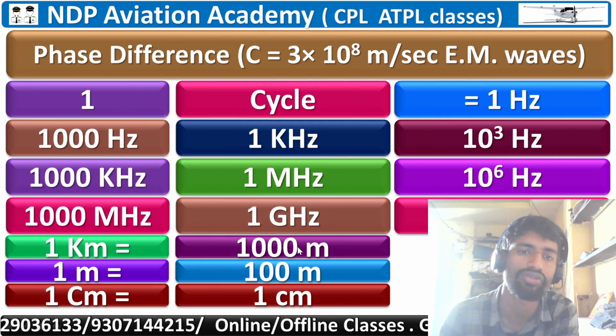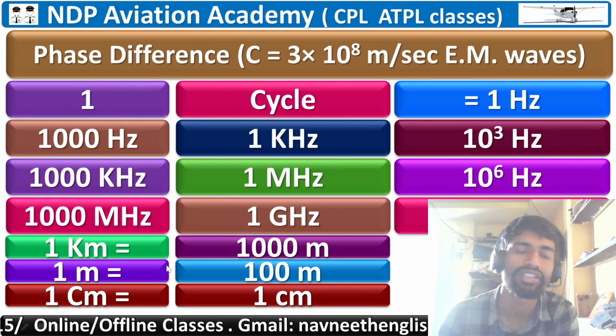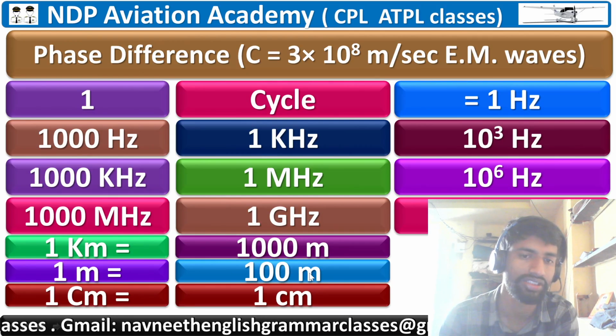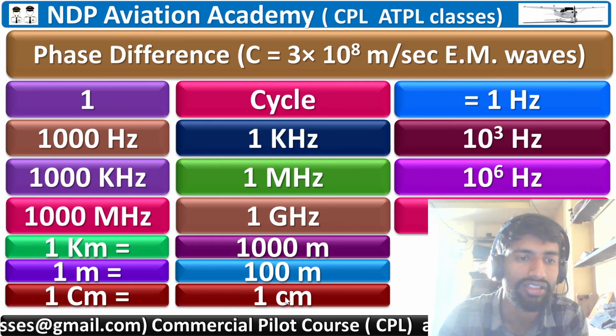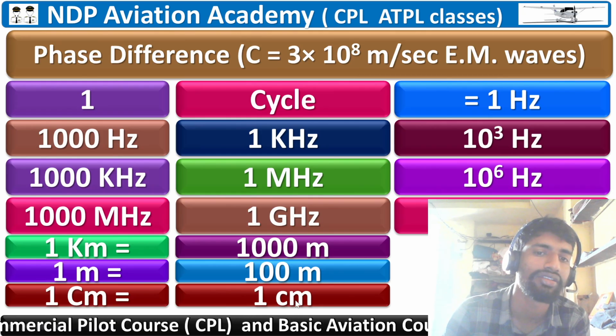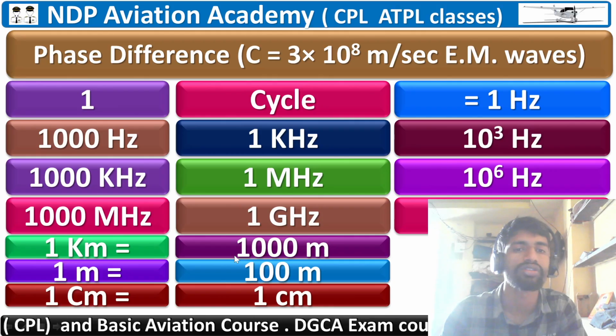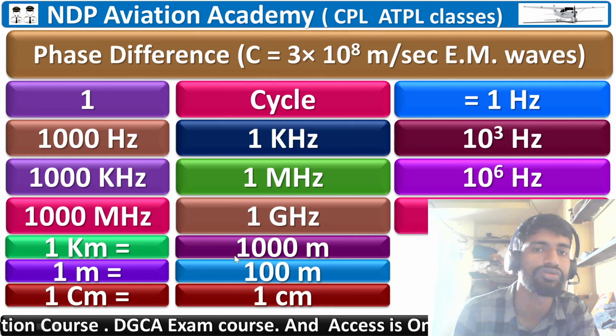1 kilometer equals 1000 meters, and 1 meter equals 100 centimeters, and 1 centimeter is 1 centimeter. So this is the table we need to understand.